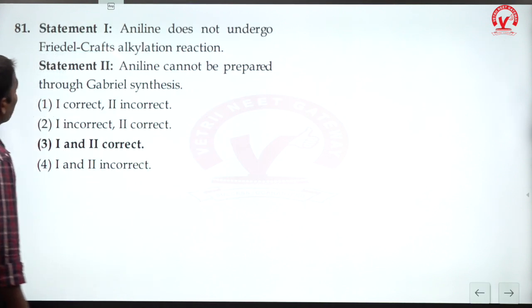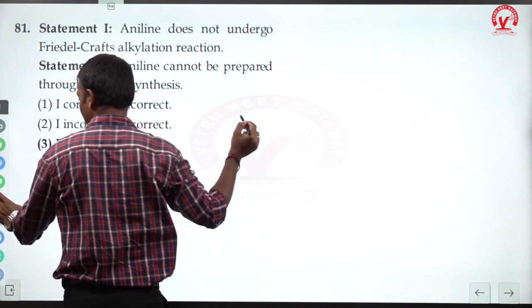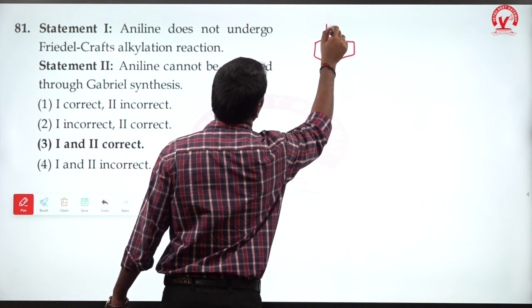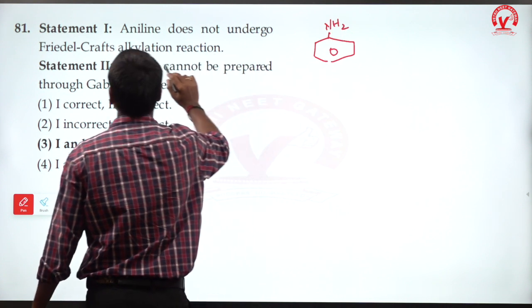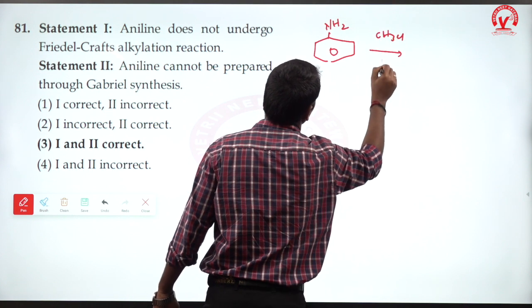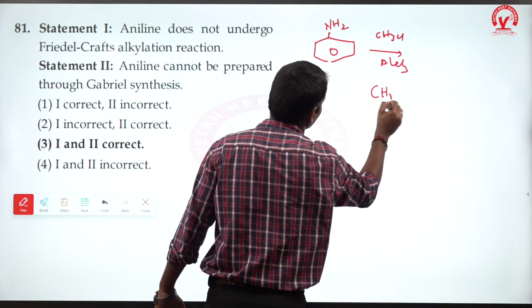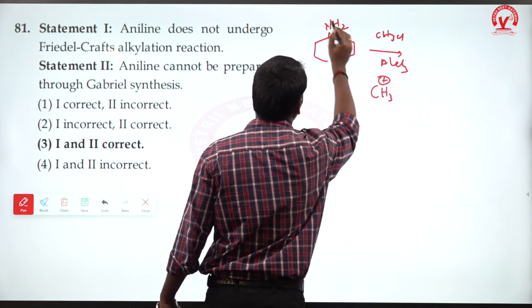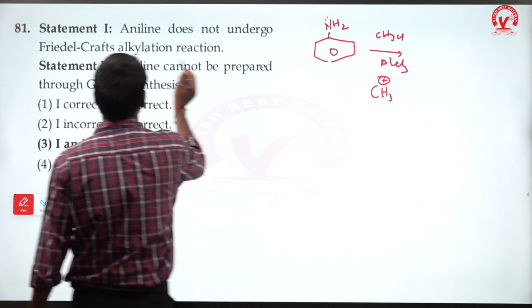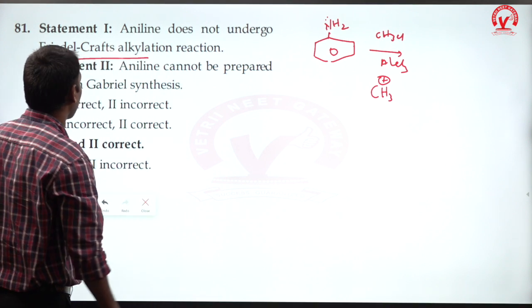Question number 81. Statement: aniline does not undergo Friedel-Crafts alkylation reaction. Is it a correct statement? How is it? Look here. If you take aniline, it does not undergo Friedel-Crafts alkylation. That means if you take CH3Cl in the presence of AlCl3, in the first step the electrophile CH3+ is generated, and it will attack the nitrogen. It won't attack the benzene ring. So that's why aniline does not undergo Friedel-Crafts alkylation, due to the nitrogen of the NH2 group. That is a correct statement.